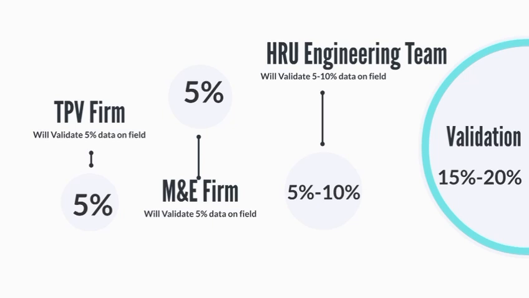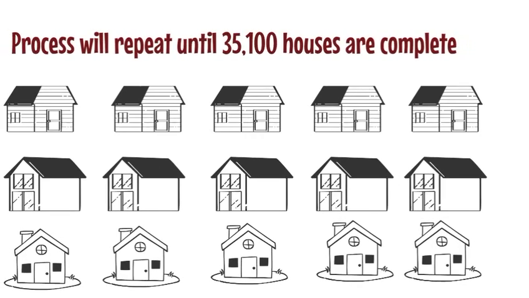The total percentage of validated data on field will be between 15 to 20%. This process will repeat until 35,100 community-driven houses are reconstructed successfully.